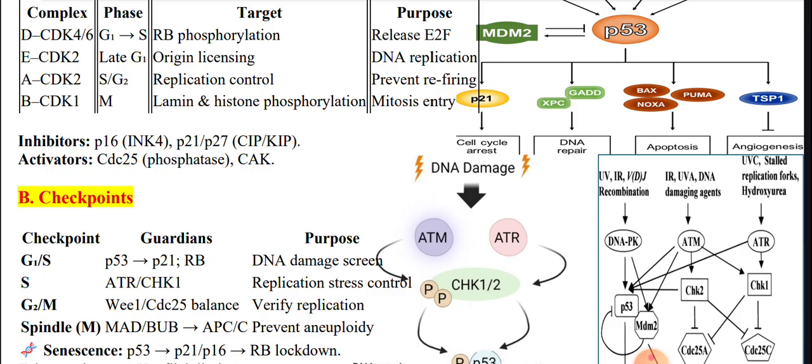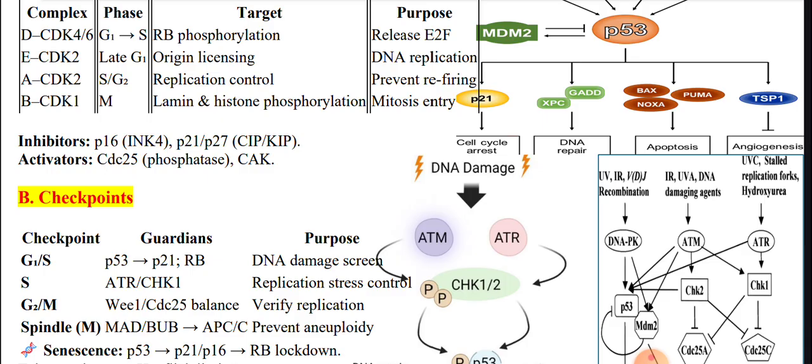A crucial one is the G1/S checkpoint, sometimes called the restriction point. This is where the cell checks for DNA damage before committing to replicating its DNA. If damage is detected, the master tumor suppressor P53 gets activated. P53 acts as a transcription factor, turning on genes like the CKI P21. P21 then inhibits cyclin-CDK complexes, halting the cycle in G1 and giving the cell time to repair the damage.